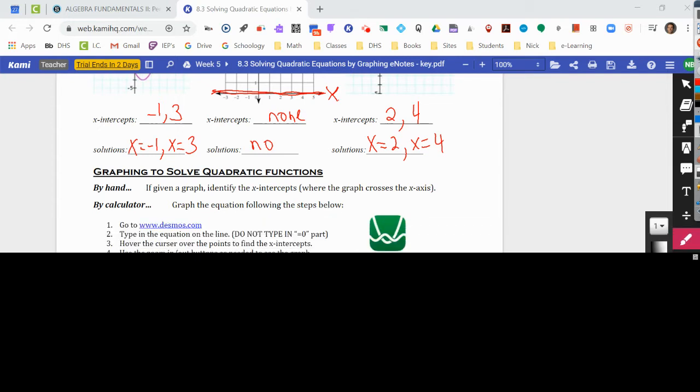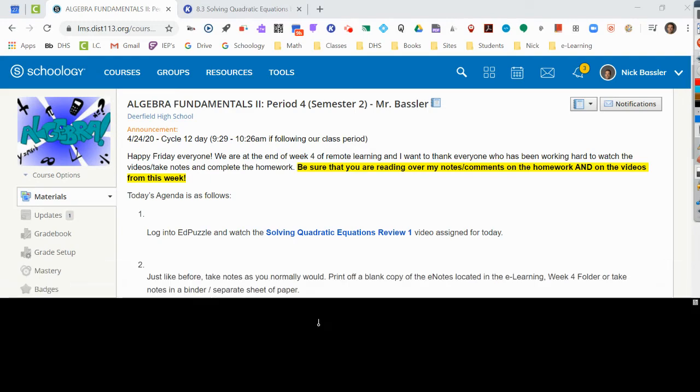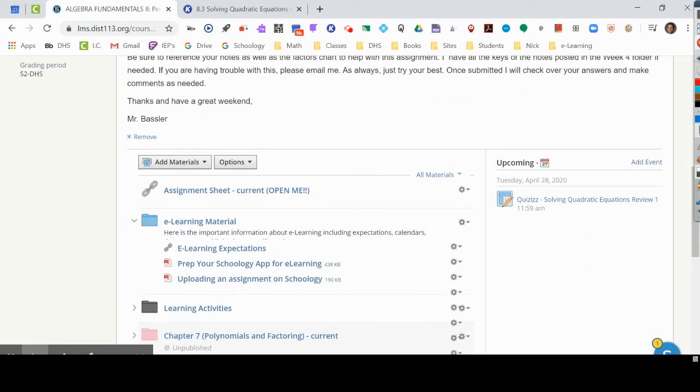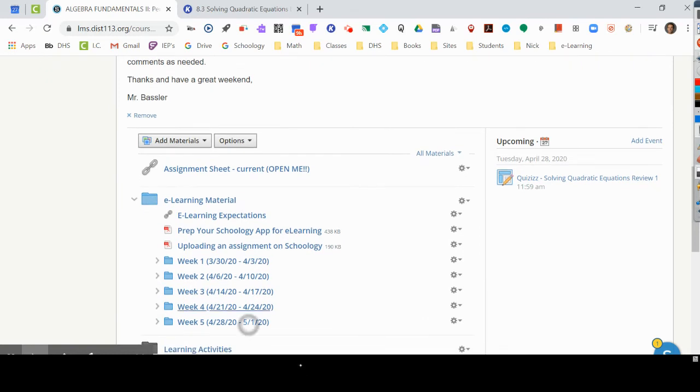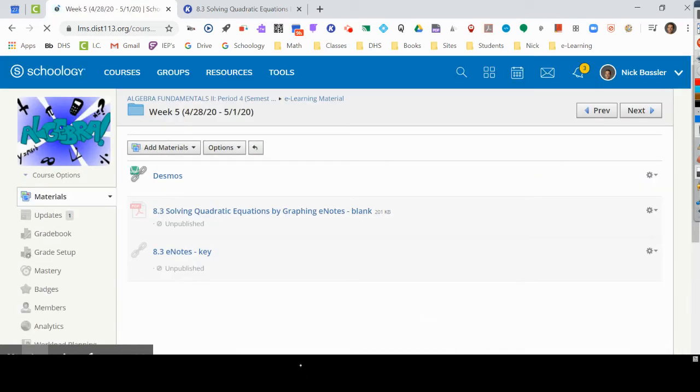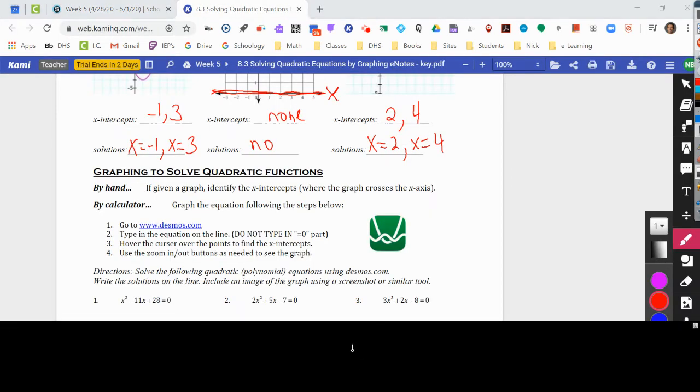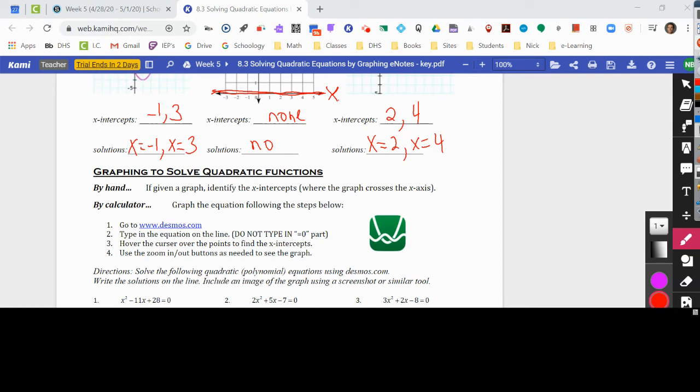We're going to use this app, Desmos. We can go to desmos.com to do our graphing. I have it linked right in our Schoology page, under the resources and materials for week 5. You'll find that link at the top, right there, that Desmos link. I'll also have it hyperlinked in the homework as well.